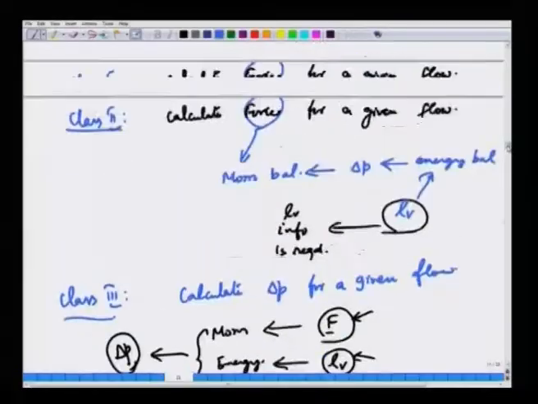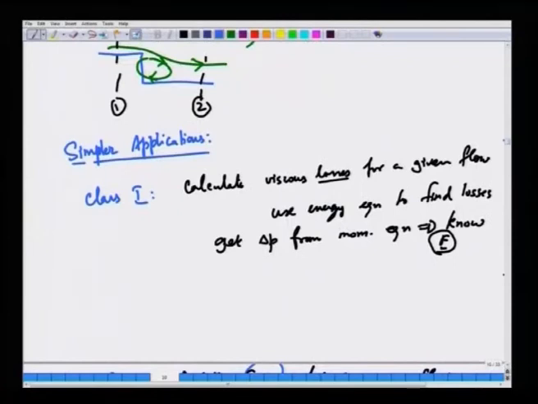Okay. But insofar as the integral balances are concerned, you have only 3 equations: mass, momentum and energy. They are fairly simple, and we indicated the 3 kinds of problems that one has. One has namely class 1 problems where you are asked to calculate the viscous losses for a given flow. So, if you are given a flow, then you can use the energy equation to find the losses, but the energy equation requires delta p. Now, if you want to calculate delta p from momentum balance, then you need the force information. Okay. So, that is one class of problem.